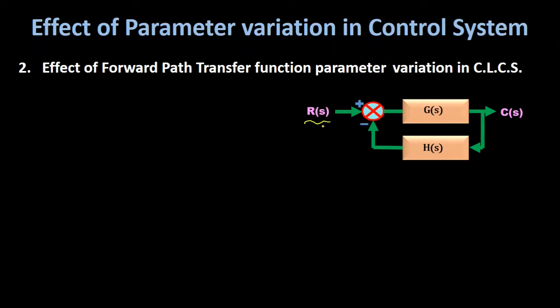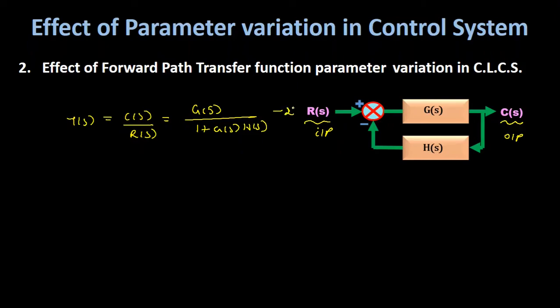Here, R(s) is the input, C(s) is the output response, H(s) is the feedback path transfer function, and G(s) is the forward path transfer function. For such a system, the overall transfer function T(s) will be equal to C(s) by R(s). And for a negative feedback control system, C(s) by R(s) will be equal to G(s) divided by 1 plus G(s) into H(s). Let this be equation number 2.